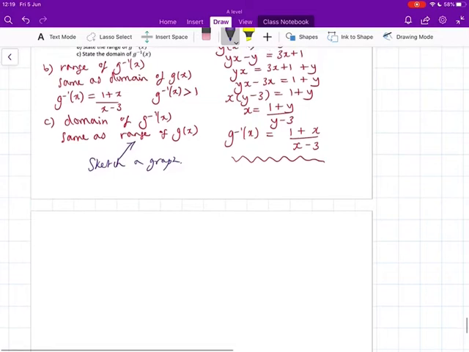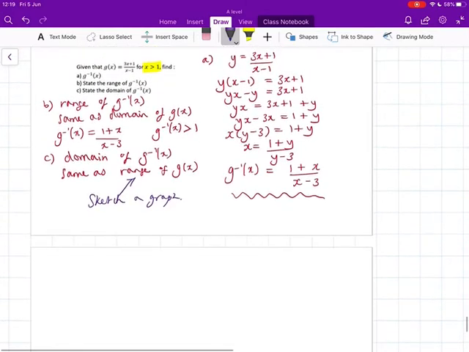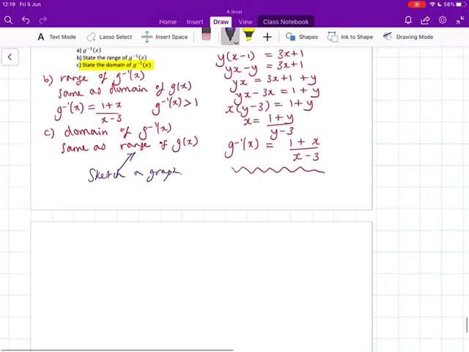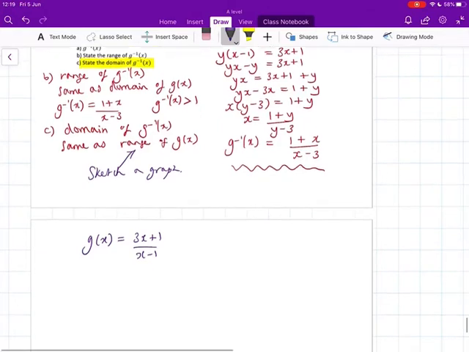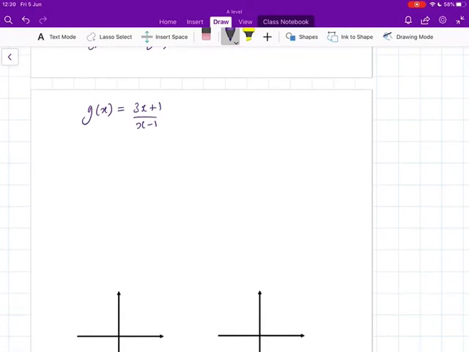So on the next page, we're going to sketch our graph of our function. We're going to sketch the graph of g of x in order to find its range, and then the range of that will be the same as the domain of our inverse. So our g of x function I'm going to write up here. So g of x equals 3x plus 1 over x minus 1. So we need to try to sketch this so that we can get its range, and when we've got that range, that will be the same as the domain of the inverse.